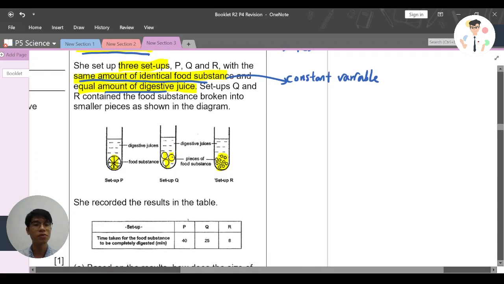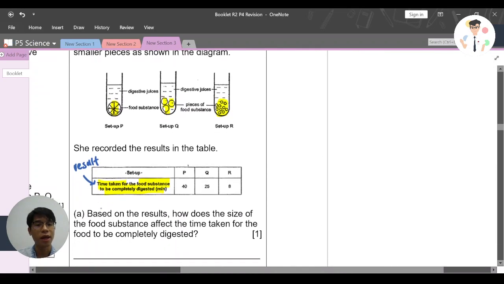Now she recorded the results in the table here. P, Q, R, the time taken, that's the result, right? The time taken for the food substance to be completely digested. This is again the result. Now, the question asks, A, based on the results, how does the size of the food substance affect the time taken? So basically, how the changed variable affects the result. Let's try to see. P is larger, Q is medium, then R is smallest.